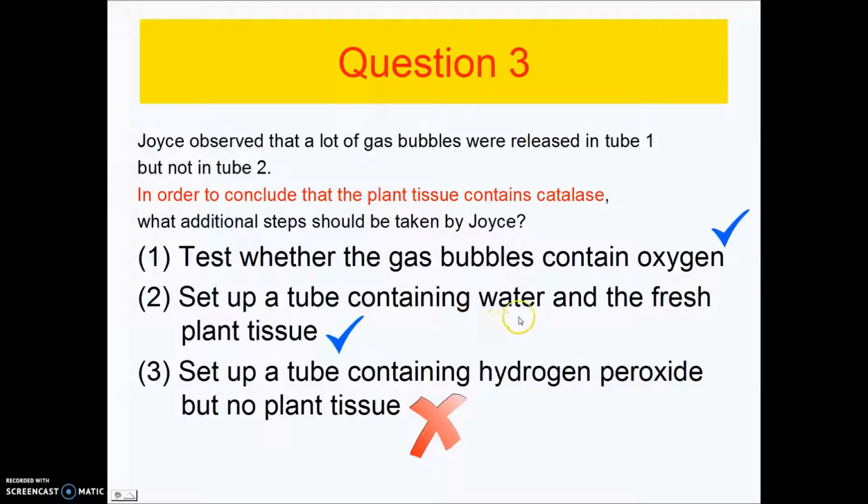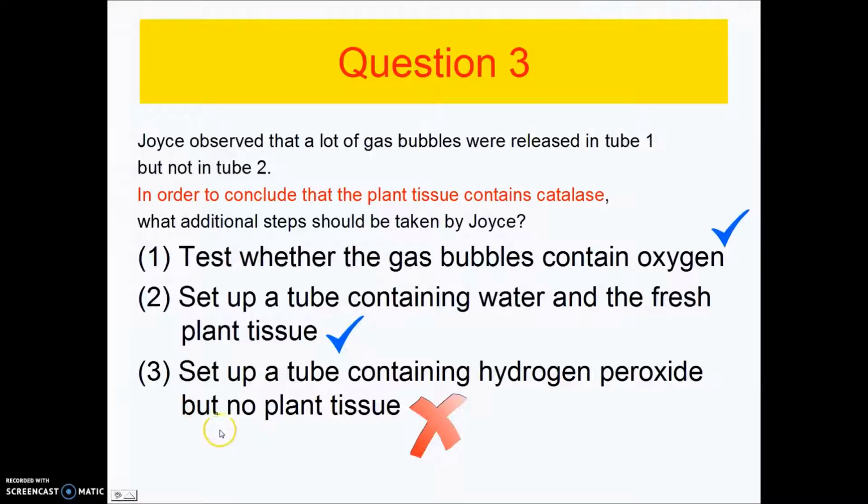Set up a tube containing water and fresh plant tissues. The point is that, in this case, we remove the substrate. If there is no bubble released, that means even though there is fresh plant tissue inside the tube, there is no reaction at all because there is no substrate. Okay, so for option 3, set up a tube containing hydrogen peroxide but no plant tissue.